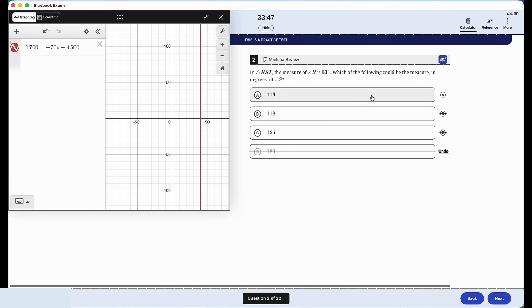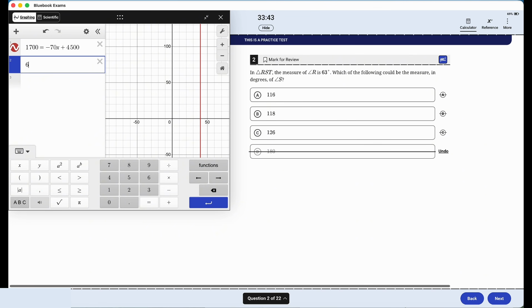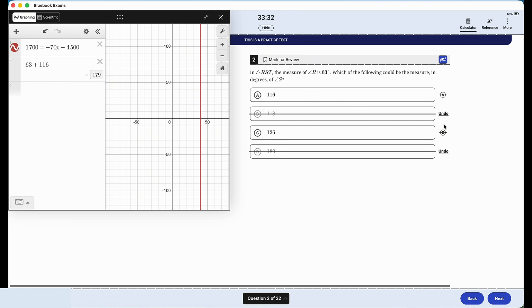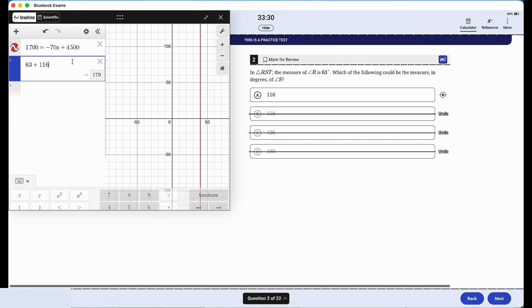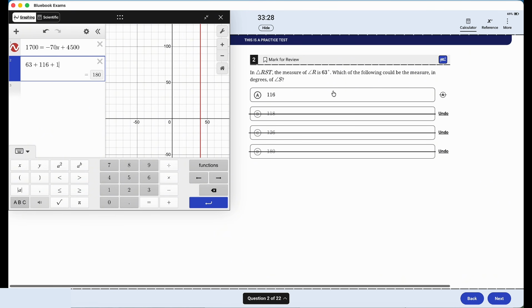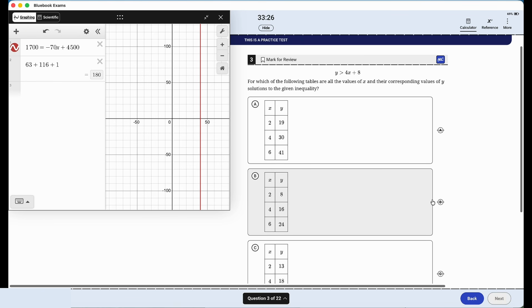So it can't be 180, obviously, because it has to add up to 180. And it can't be either of these two, because you see, if I do 63 plus 126, that's more than 180. And if I do 63 plus 118, that's more than 180. So that's why it can't be B or C. But you see, if I did 116, it'd be a weird looking angle because the final measure would be a degree of 1. But yeah, technically, this is the only one that could be it.